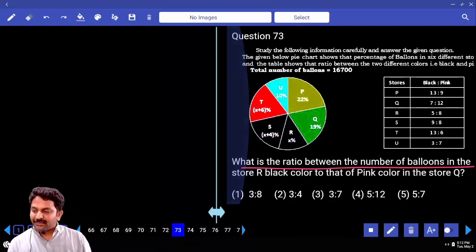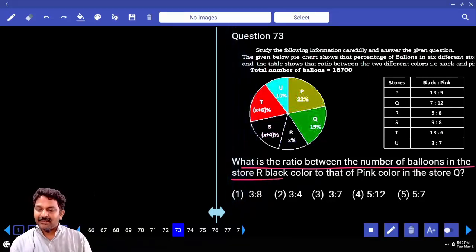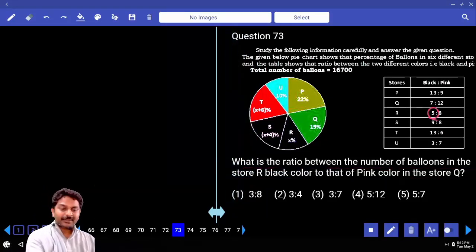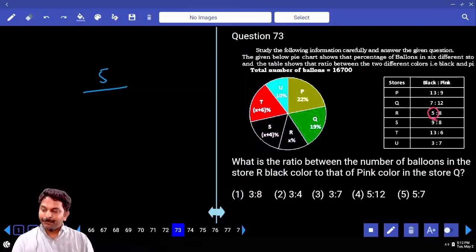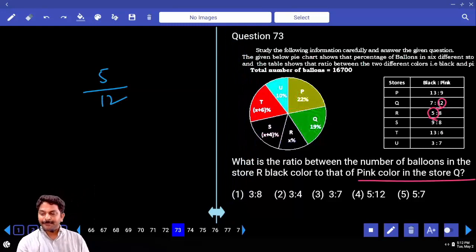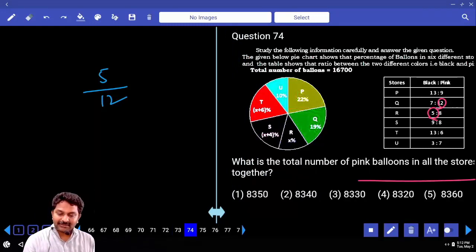What is the ratio between number of balloons sold in R, black color, to pink color in Q? R, black color, how many parts? 5%. Pink Q, 12. Directly 5 is to 12. Then we don't have to convert.